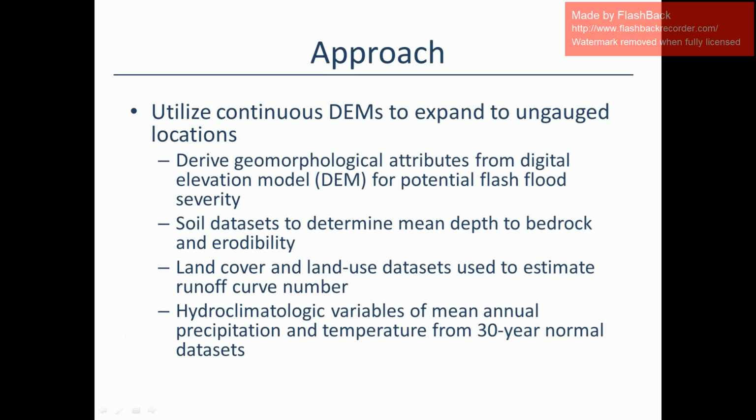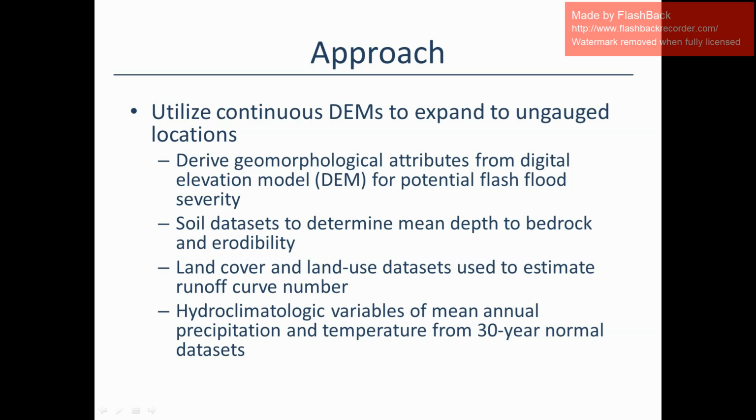It derives geomorphological attributes from digital elevation models, or DEMs, for potential flash flood severity. It looks at soil datasets to determine mean depth to bedrock and erodibility. Land cover and land use datasets are used to estimate runoff curve number, and hydroclimatologic variables of mean annual precipitation and temperature from 30-year normal datasets are also used.